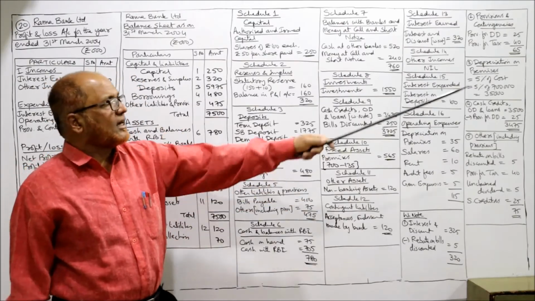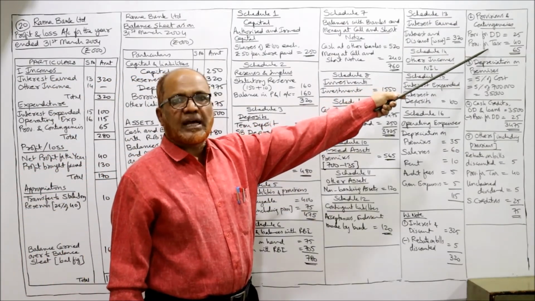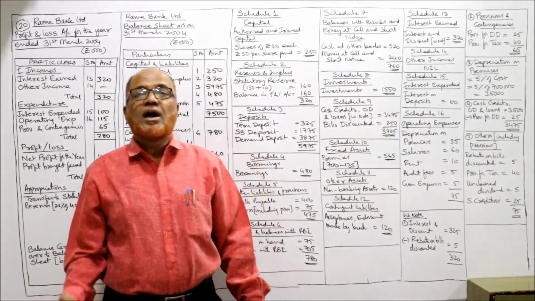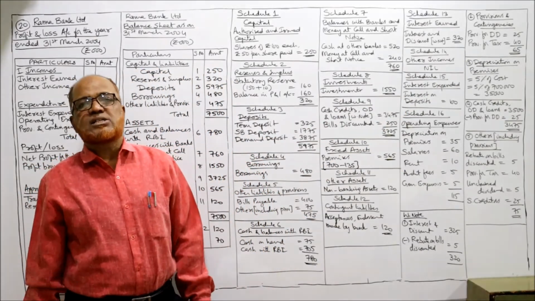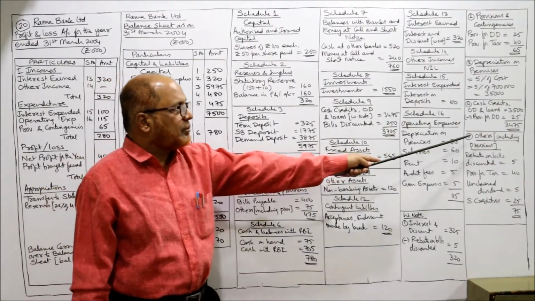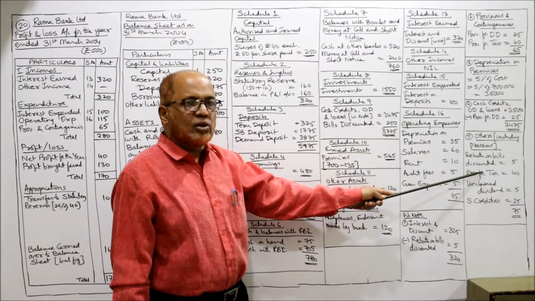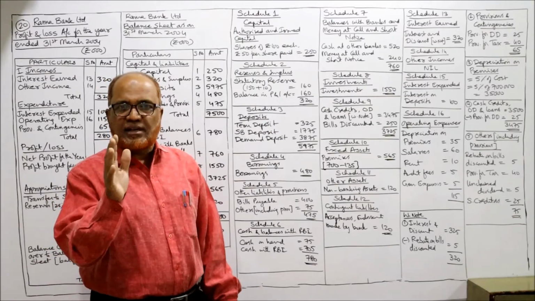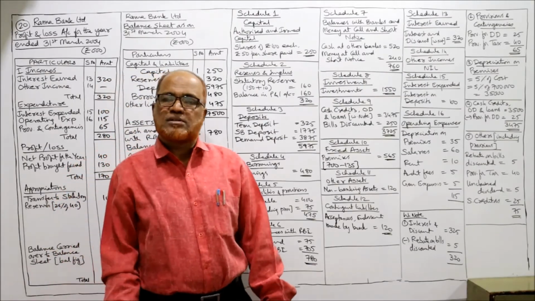First, provisions and contingencies. Provision for taxation will be taken under provisions and contingencies in the profit and loss account. Again, this provision for taxation will be taken under others including provisions. That's all. So focus, concentrate on these 4 adjustments, right?